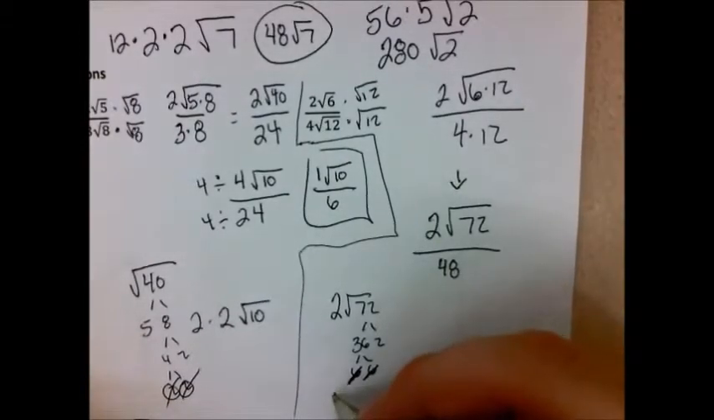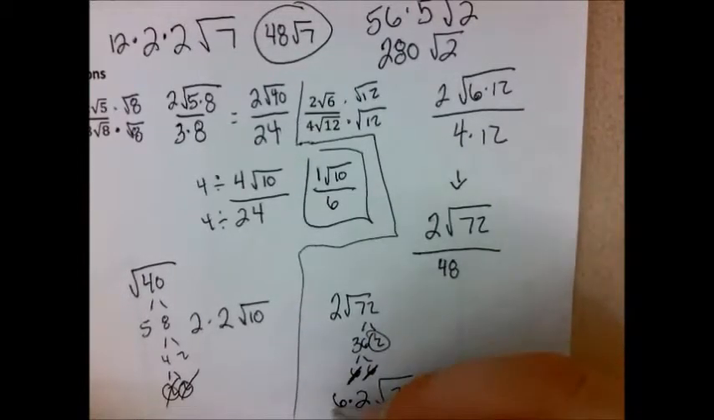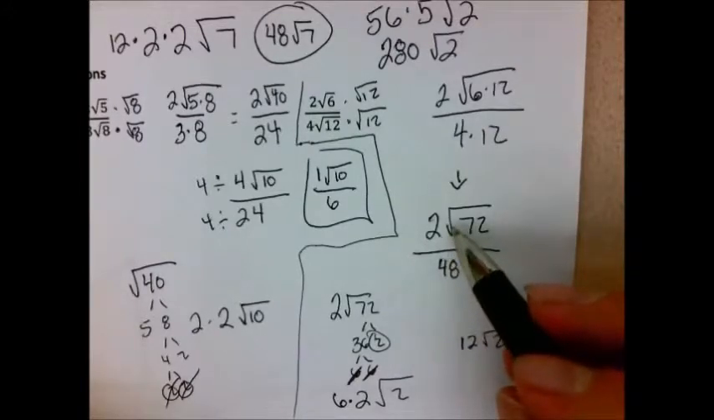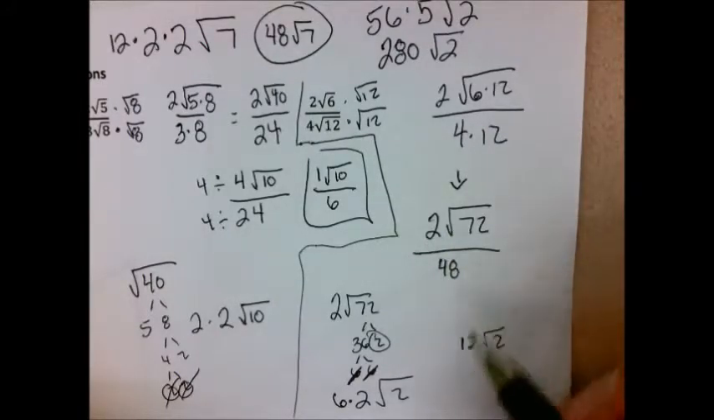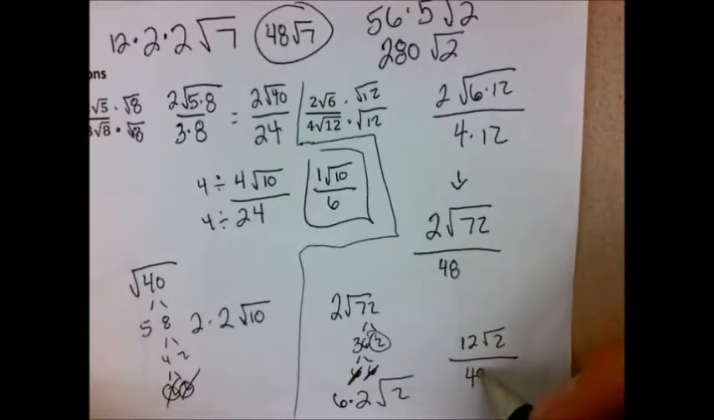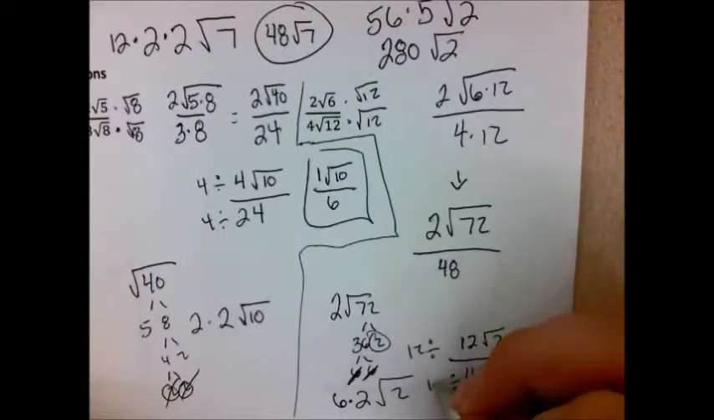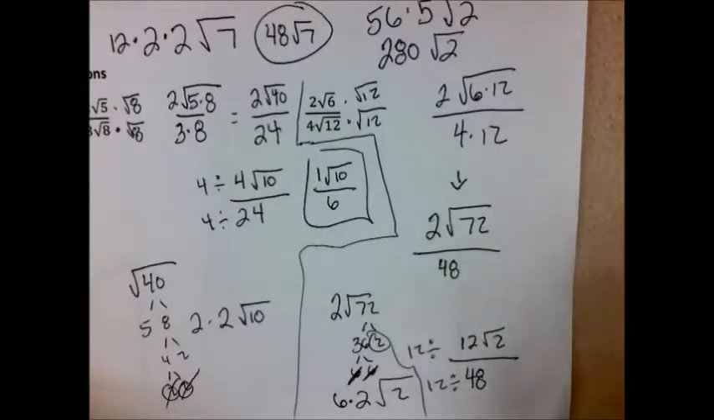Okay, so it's going to be 6 times 2. This 2 is left over. 6 times 2 is 12. So it's going to give me 12 square root of 2. Alright, so this top changes into 12 square root of 2. The bottom didn't do anything. Divided by 48. Both the top and bottom can be reduced by 12. And what we end up with is square root of 2 over 4.